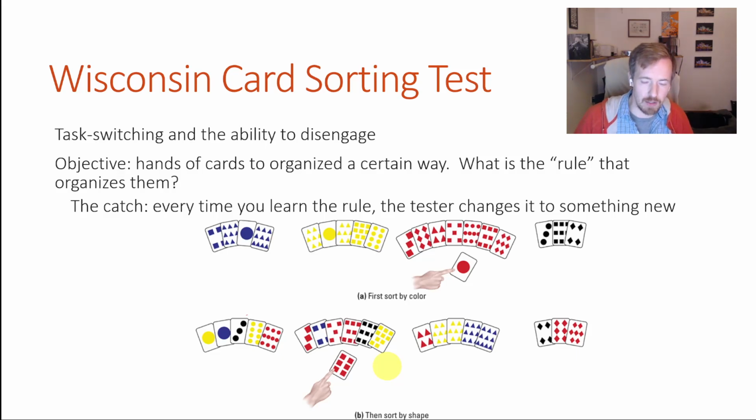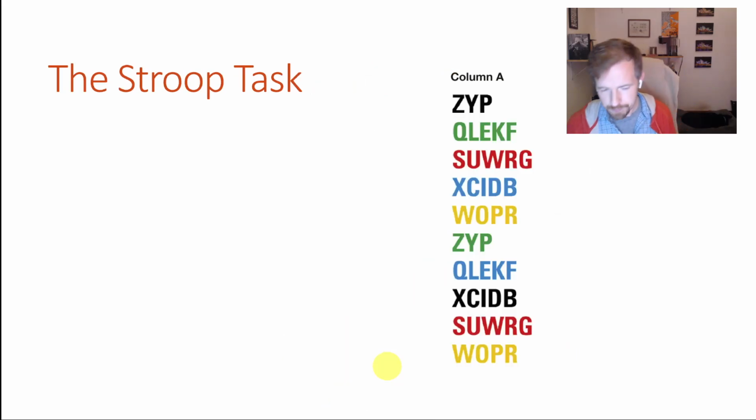Do you sort by color? Do you sort by shape? Do you sort by quantity? Those that have impairments in working memory generally are going to have a hard time with this, especially problems with their central executive, because they can't disengage from the first rule. They get stuck on the first rule, and they continue doing that longer than other folks do.